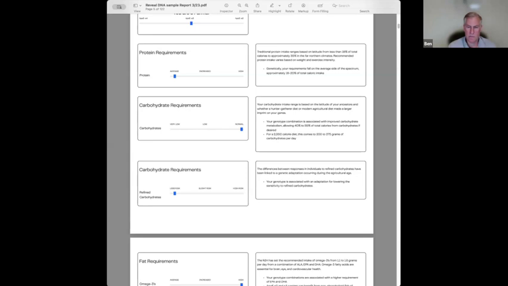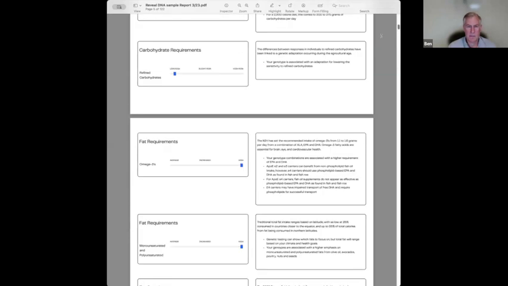Next is refined carbohydrates. These actually make a big impact on our metabolism. The difference between responses in individuals to refined carbs has been linked to a genetic adaptation occurring during the agricultural age, when human beings started refining carbohydrates and consuming them in great quantities. This person's genotype is associated with an adaptation for lowering the sensitivity to refined carbohydrates.